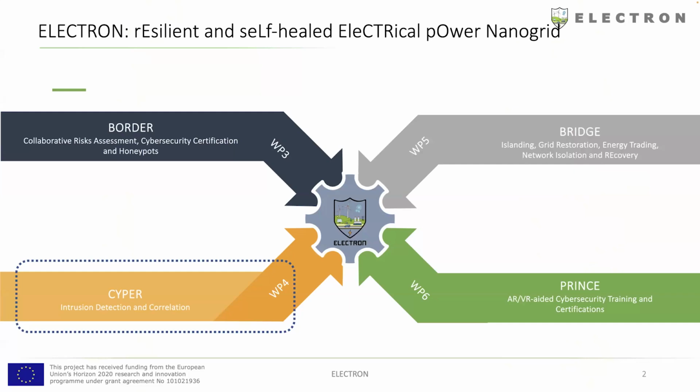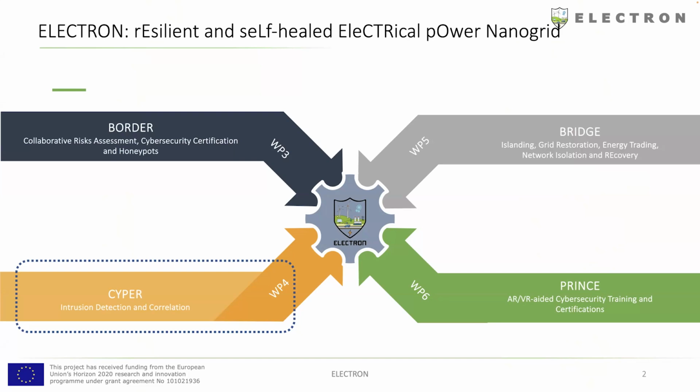Okay, so briefly, what is Electron? Electron is for resilient and self-healed electrical power nanogrid. So here we are talking in the domain of energy. The power grid infrastructure needs to be monitored and needs to be protected. We have in this context three main workflows within Electron.